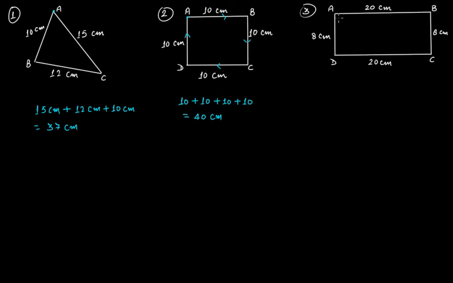In this case, again, if I assume that I start from here, so A to B will be 20, plus B to C will be 8, plus C to D will be 20, and D to A will be 8. This is 20 plus 20 is 40, and 8 is 48 plus 8 is 56 centimeter.